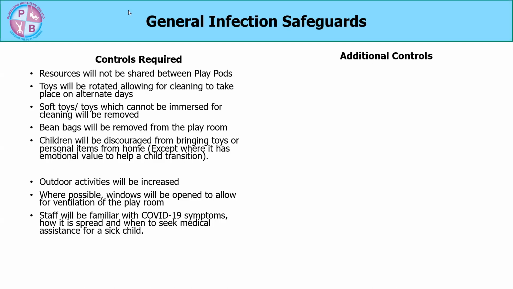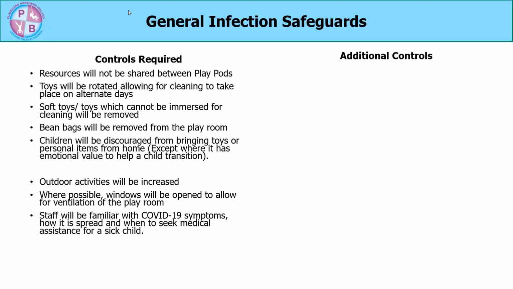Children will be discouraged from bringing toys or personal items from home. Okay, so again, that's a measure that you can take, but one caveat is if a child is particularly nervous about coming back to the setting and there is emotional value in that child bringing a toy to help the transition, then you can use common sense and allow that to come into the room. But I'll talk about that under additional controls, what you can do to put an additional measure in there to safeguard that. You basically don't want to make a child who's anxious about returning feel even worse by taking their wee comfort toy off them.